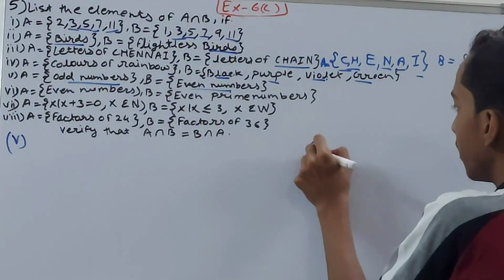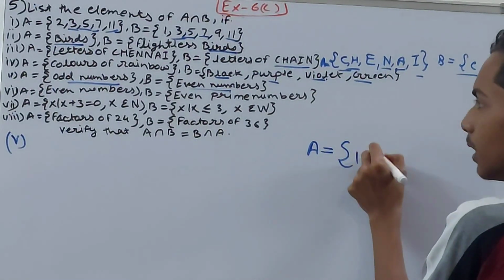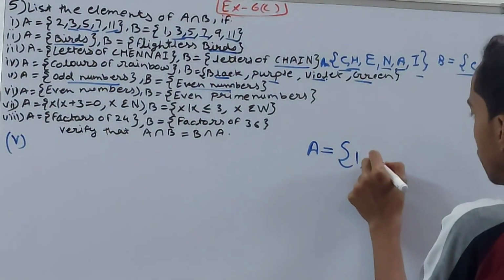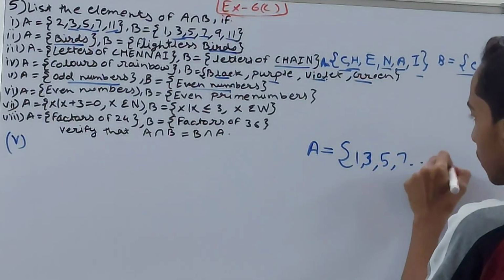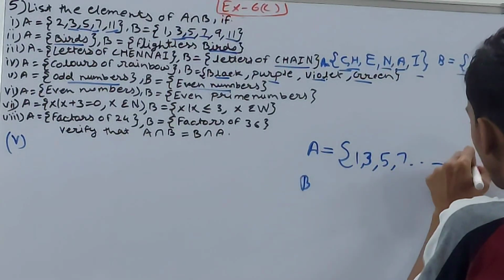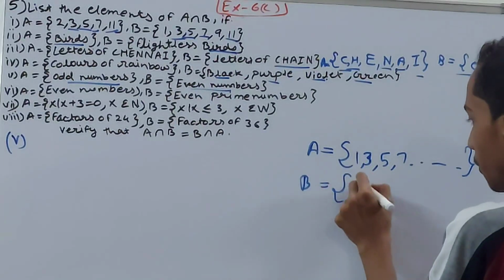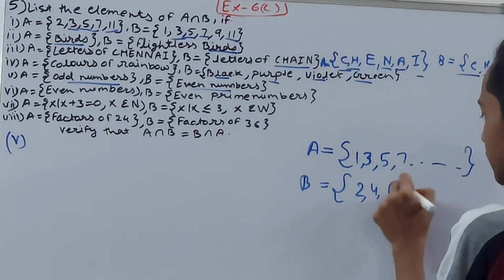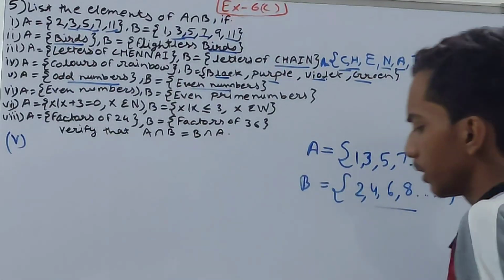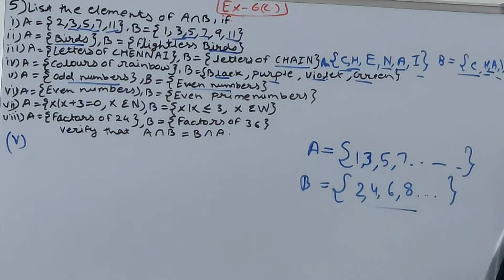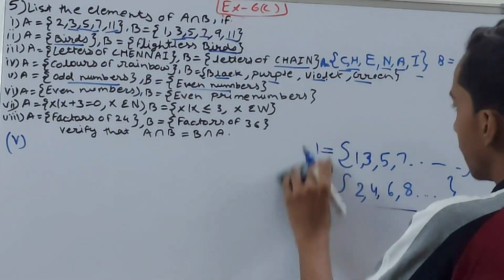See here, A will be equal to 1. What is this? Odd. So 1. Okay, then 3, then 5, 7, so on, so on. B will be equal to what? 2, 4, 6, 8, and so on, so on. Nothing will be common in these 2 sets, right? You can go as far as you want, but nothing will be common, right?